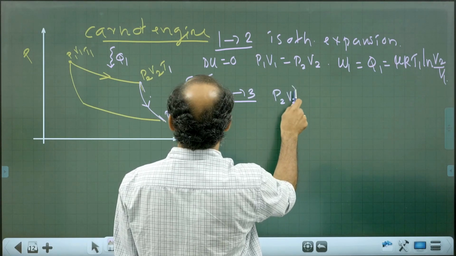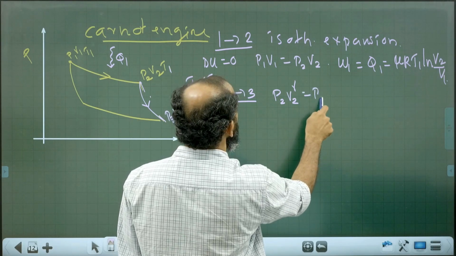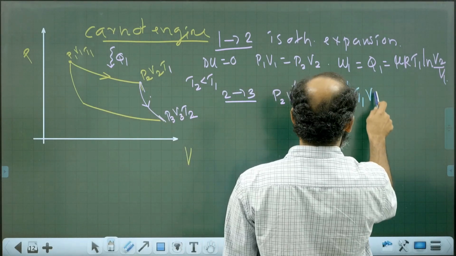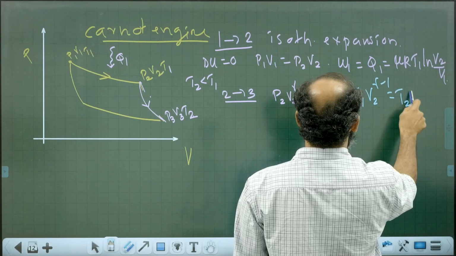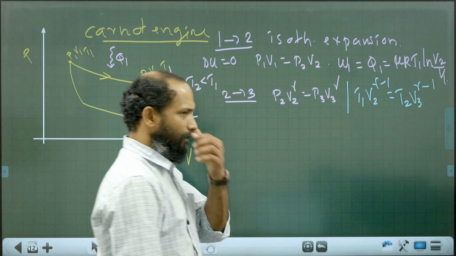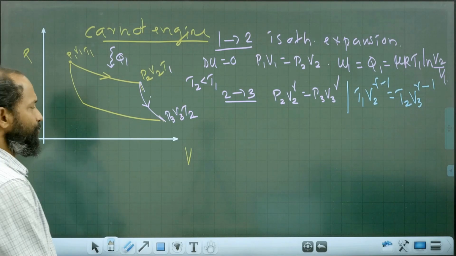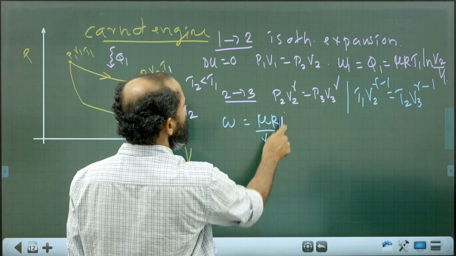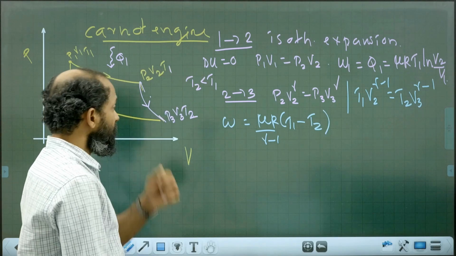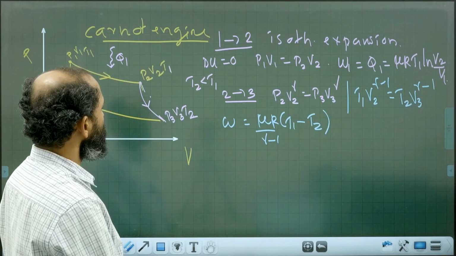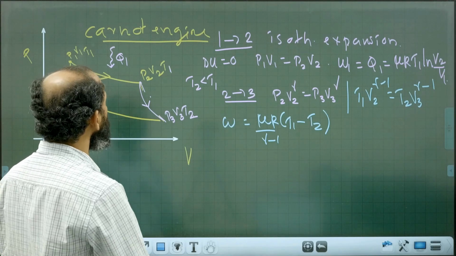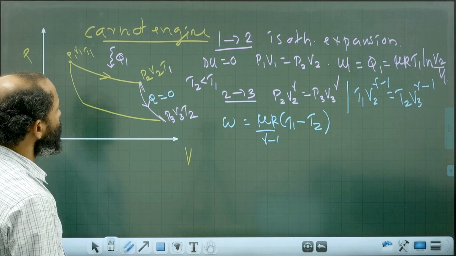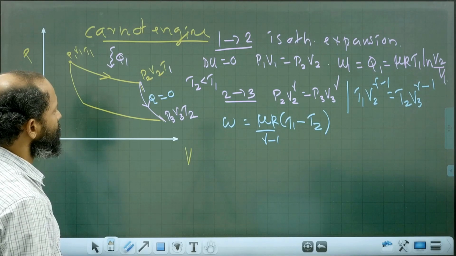So the process 2 to 3 is an adiabatic expansion where the equation of state is P2 V2 raised to gamma equal to P3 V3 raised to gamma, or you can also choose T1 V2 raised to gamma minus 1 equal to T2 V3 raised to gamma minus 1. Any one of these equations of state can be chosen. The work performed during that process is mu R by gamma minus 1 into T1 minus T2. T1 is the temperature of the source and T2 is that of the sink. During that process cooling results, no heat transfer, Q equal to 0.